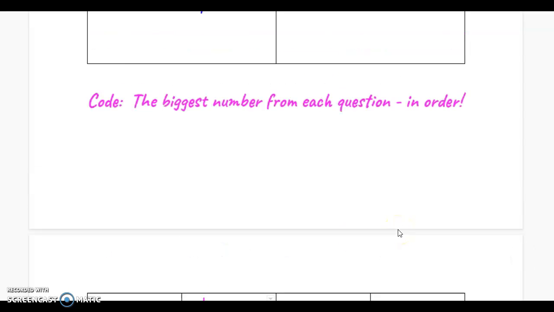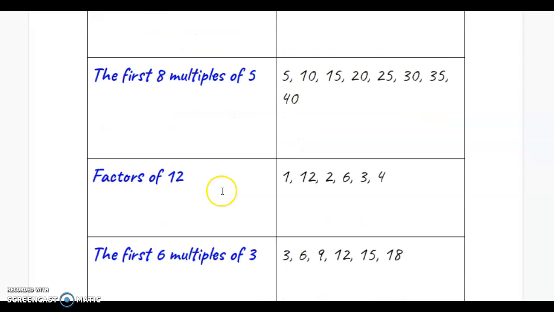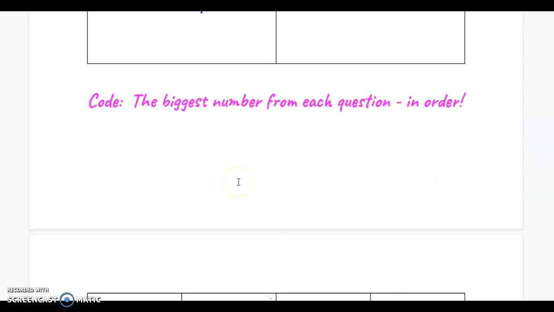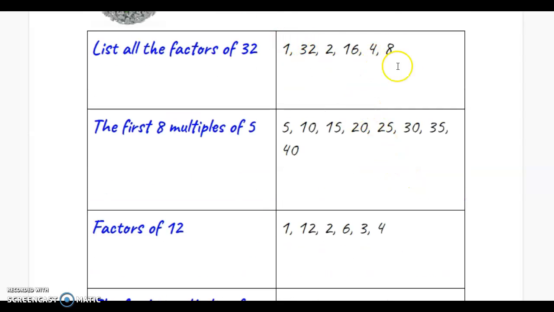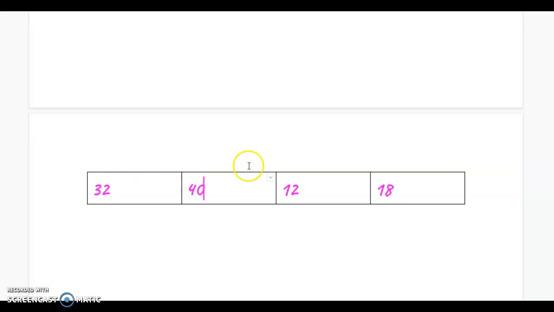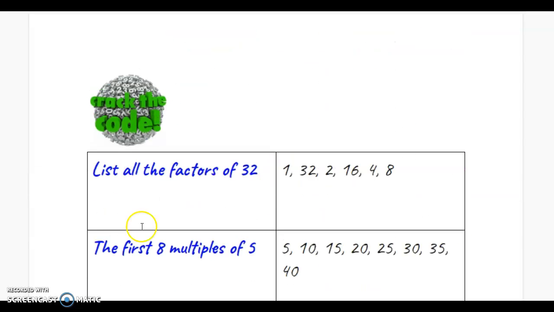So when you click to the next 2 slides, you're going to have similar questions, although you'll be finding different factors and multiples of different numbers, so you need to read carefully. And then when you get to cracking the code at each one, your job is to use the biggest number from each one and pop it in order down here. Then the following day, I will put the answers up to see if you got both of the codes correct. All right, good luck, guys.